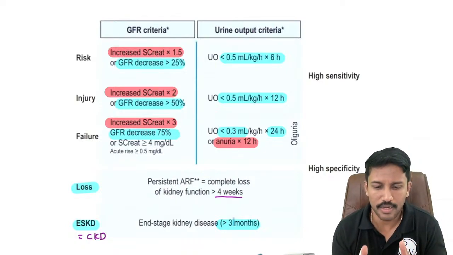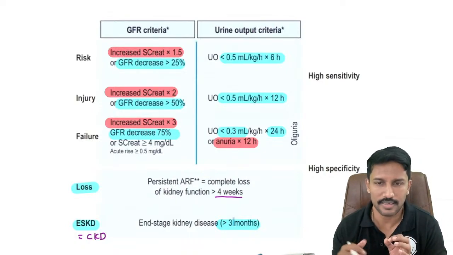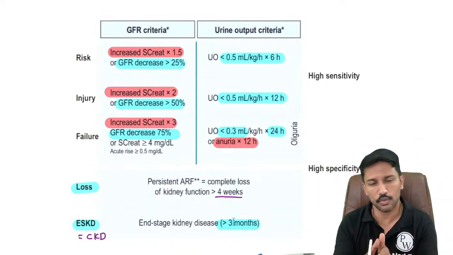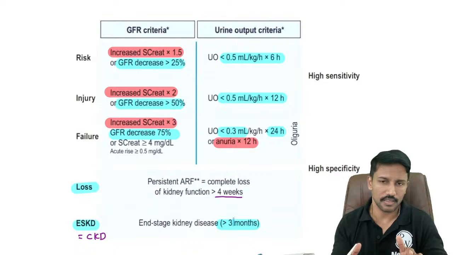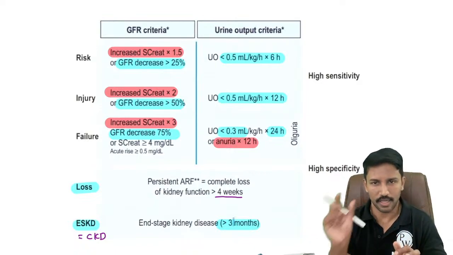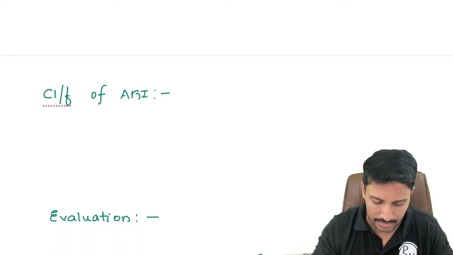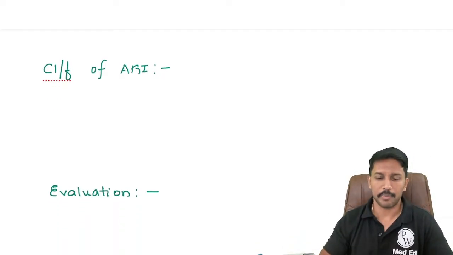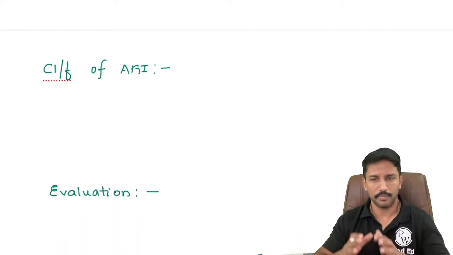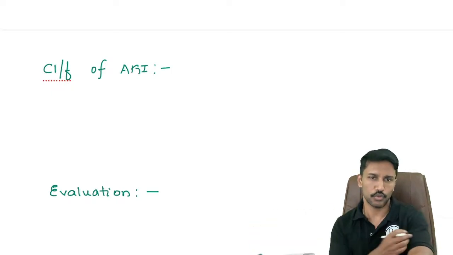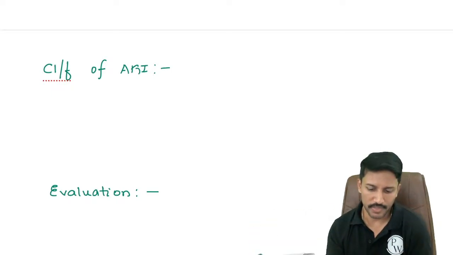So spend some time trying to remember these numbers because examiners are objectively looking for these numbers. Merely mentioning risk, injury, failure and end stage kidney disease, examiners won't give you any marks. They are looking for the numbers. Okay. So after the staging, let us talk about clinical features and management of acute kidney injury. Management of course depends on the cause, whether it is pre-renal, renal and post-renal. But clinical features, common things we can write.